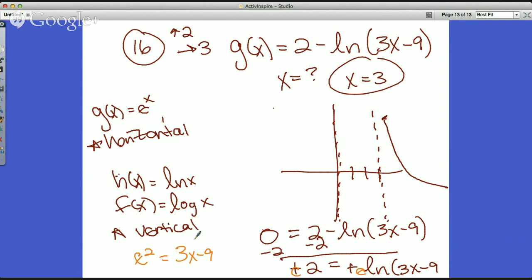Do we need a word? Now that one's pretty self-explanatory. Just real quick on 16, how do you find y?